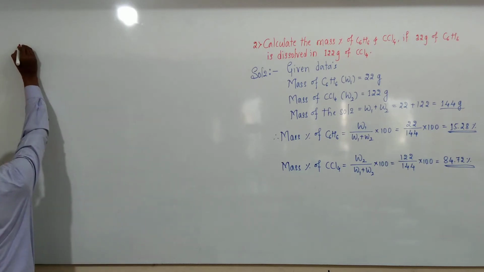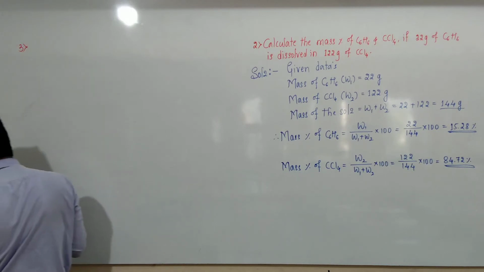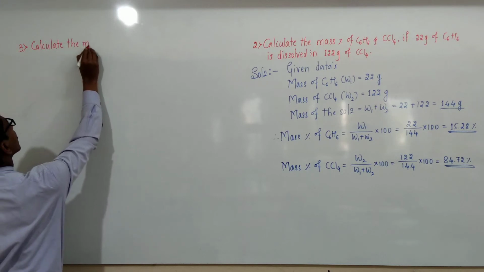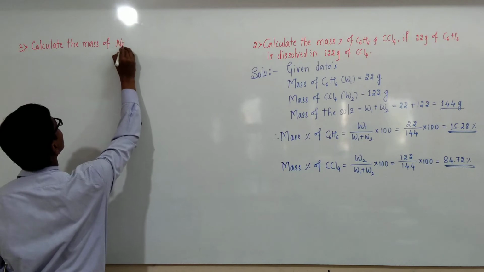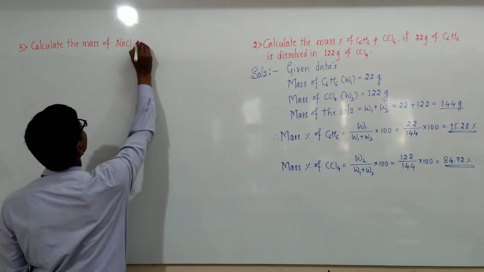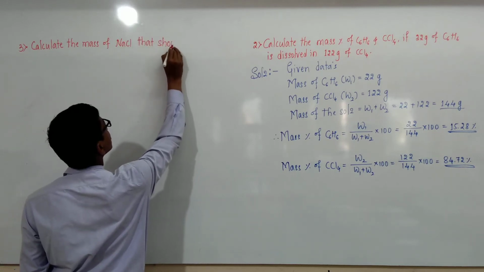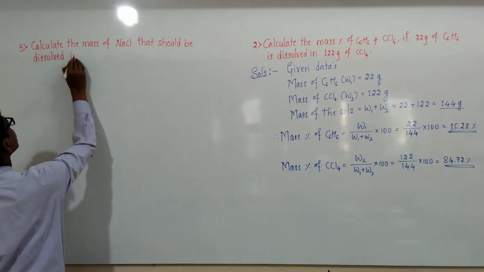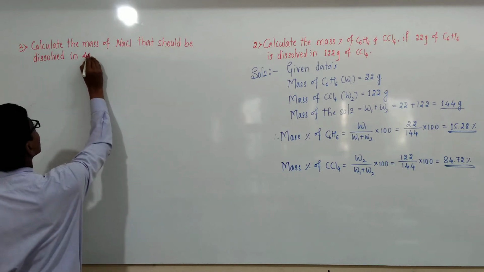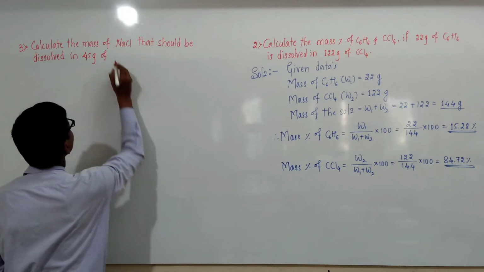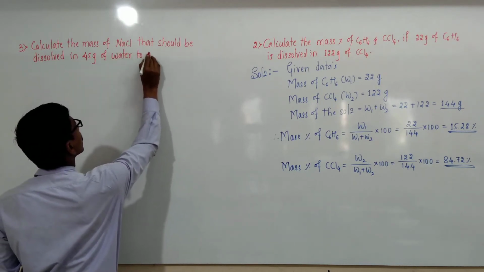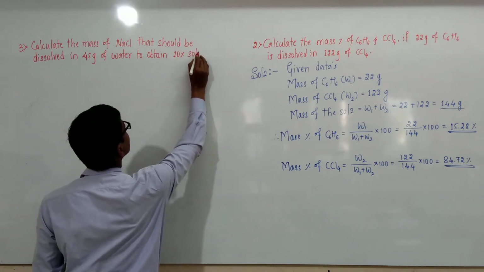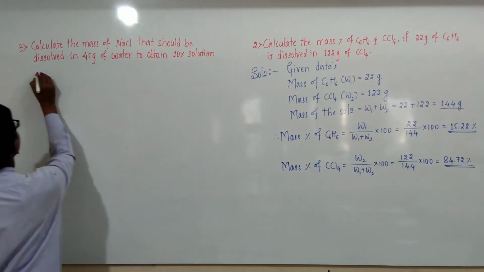Third one is: calculate the mass of NaCl that should be dissolved in 45 gram of water to obtain 10% solution of the substance.